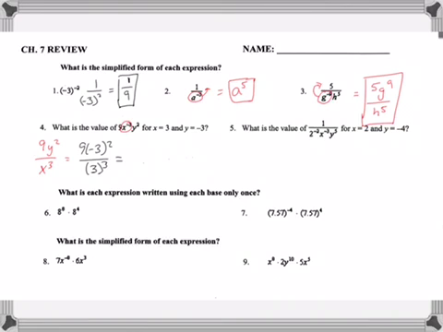So negative 3 squared is 9, 9 times 9 is 81. 3 to the 3rd is 27. So we've got 81 over 27.